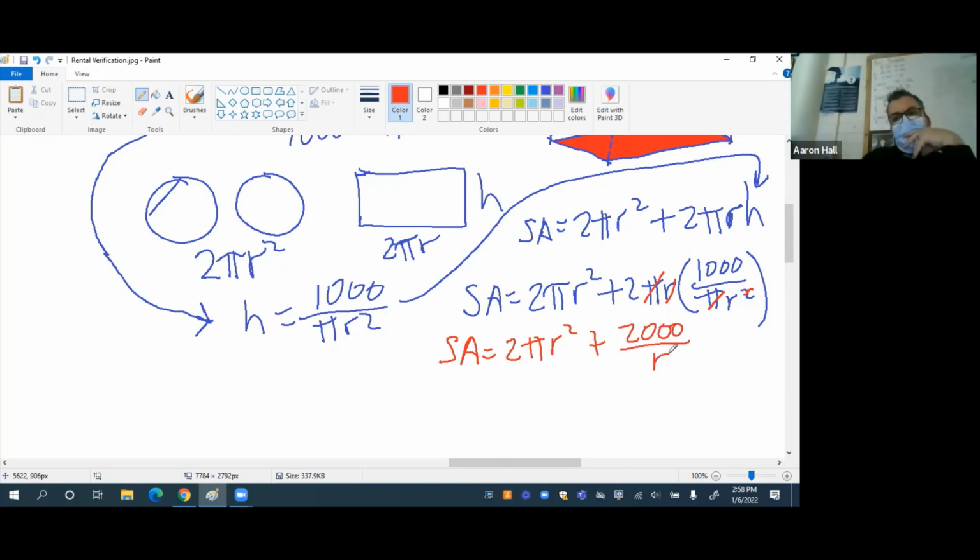Are you okay with that? Yes, no, maybe so. Okay, what do we do from here? Just to make it easier to differentiate, we'll write it as 2,000 r to the power of what? Negative 1, yep.